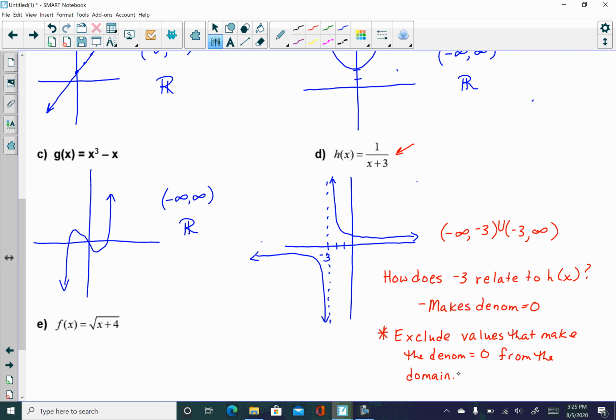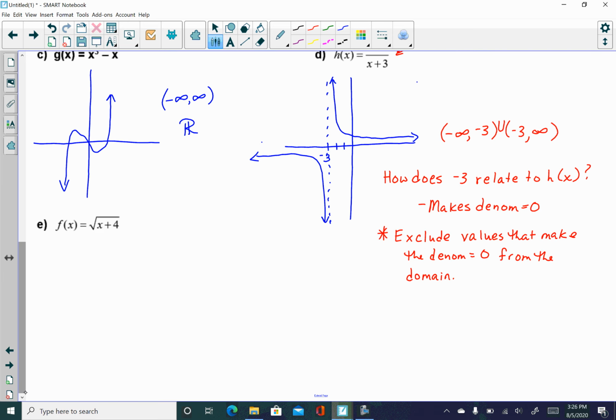Exclude values that make the denominator equal to 0 from the domain, because if it's making the denominator equal to 0, then it's making the function undefined. Okay? All right, let's look at letter E here.